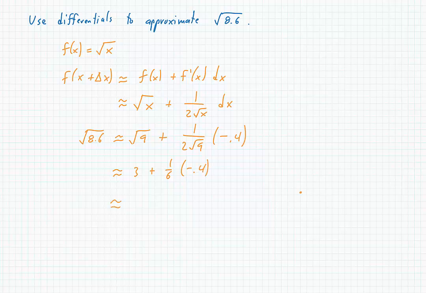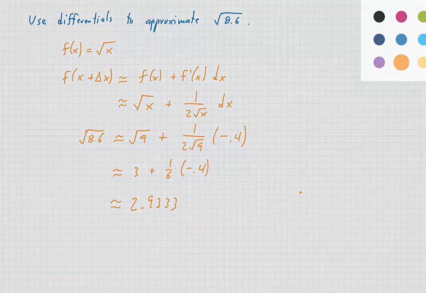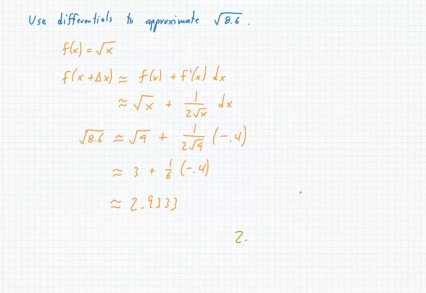And if we run that through our calculator, that's going to give us 3 minus 0.4 divided by 6, or about 2.9333. That's our approximation. If we actually just type it in and use the calculator to get an exact value, square root of 8.6, we get about 2.9326. Those two values are pretty close together, and if we round to just 3 decimal places, we would have exactly the same value. So the difference starts to happen in the 4th decimal place.